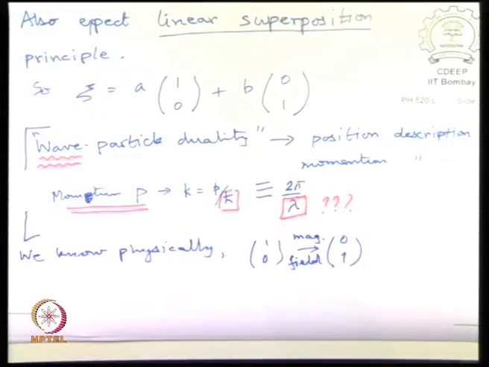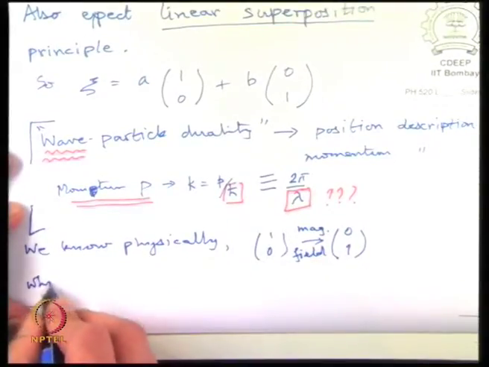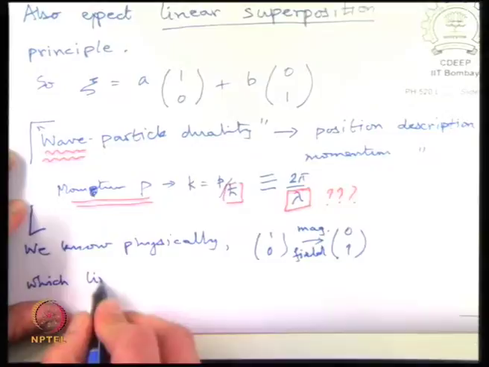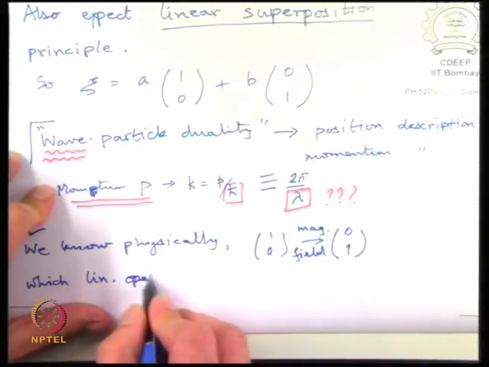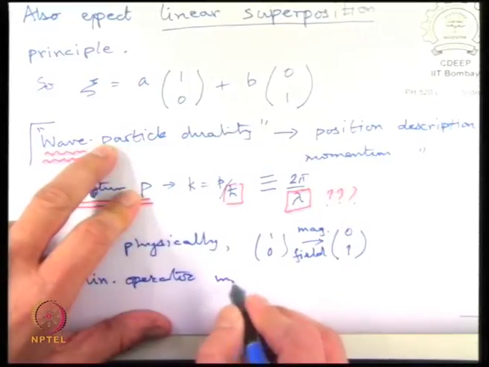How will you represent this in quantum mechanics? How will you represent it mathematically? Well, it's a linear space, so there should be a linear operator. Okay. So which linear operator implements this?